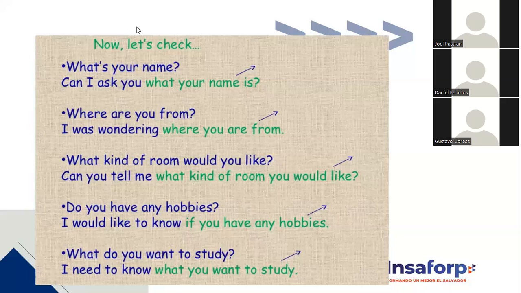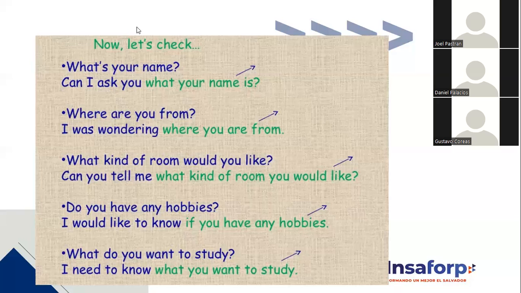Can I ask you what your name is? Yes, like the peak rising. I was wondering where you are from. And then number three, can you tell me what kind of room you would like? Because if I say "would you like", it sounds really repetitive or redundant. Do you have any hobbies? I would like to know if you have any hobbies. And last one, what do you want to study? I need to know what you want to study.